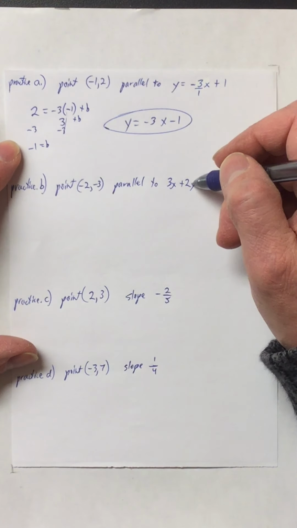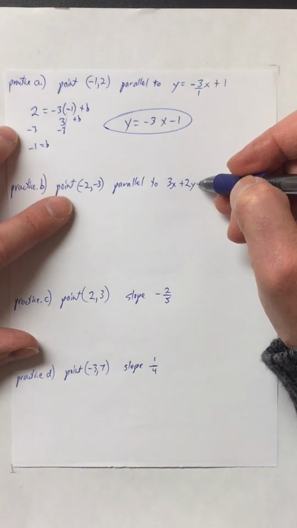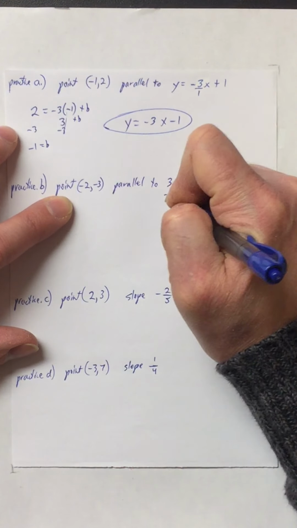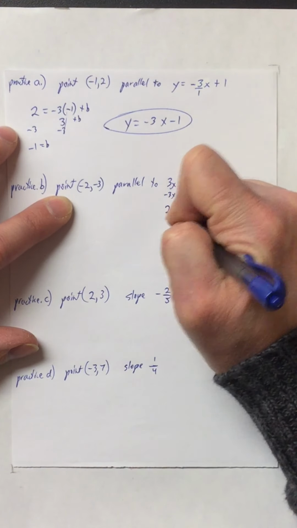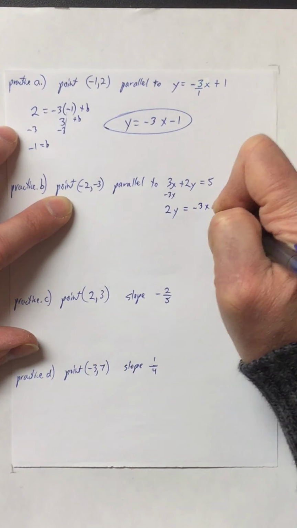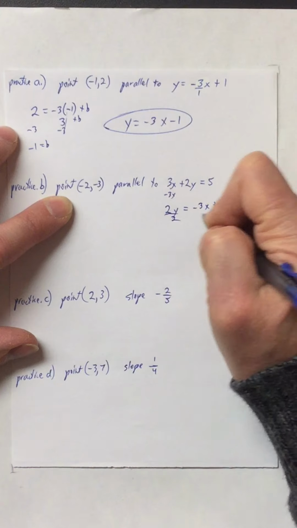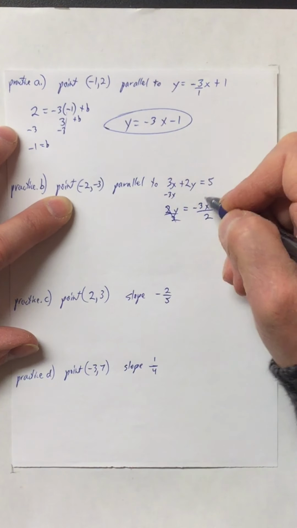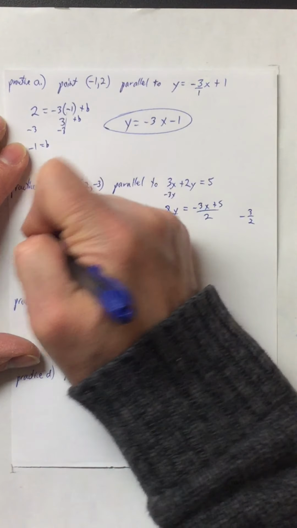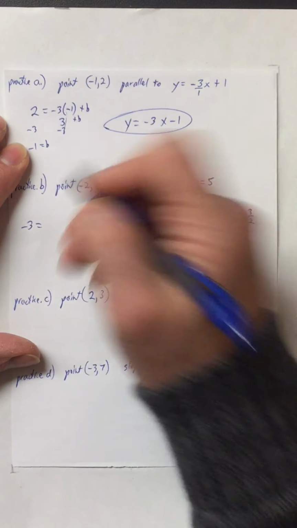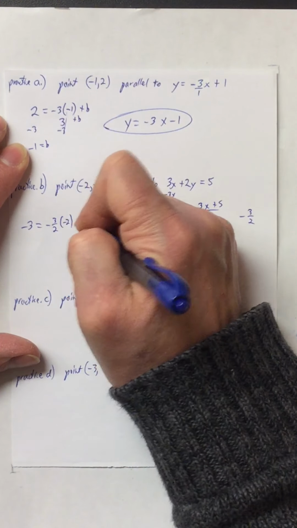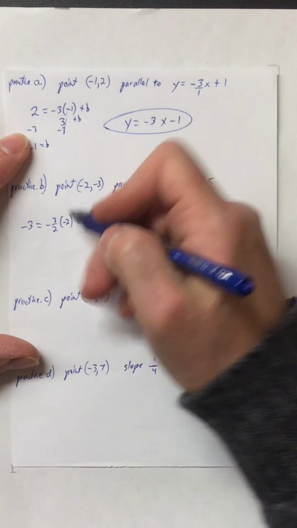All right, practice problem B. They haven't given it to us in slope-intercept form, so let's rearrange it to find out what our slope is. I'm going to subtract 3x from both sides, so it gives me 2y is equal to negative 3x plus 5. And then everything gets divided by 2, so it looks like my slope is negative 3 over 2. All right, my y value is negative 3 is equal to negative 3 over 2, my x value is negative 2, and then I have to solve for my intercept.